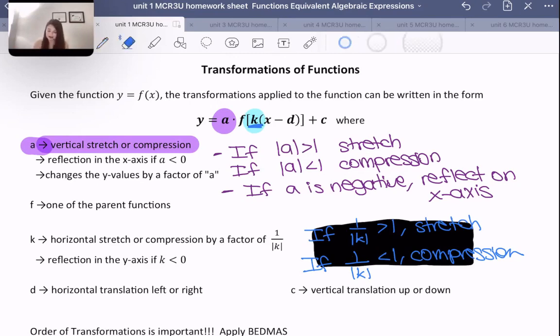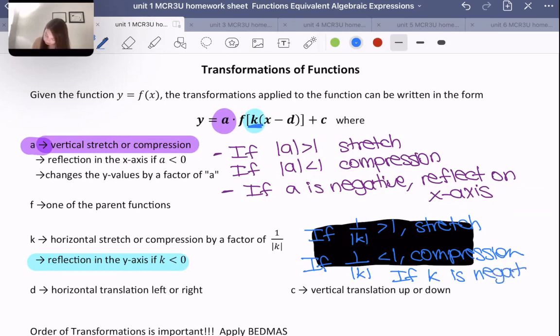So it fools us. But what isn't the opposite of what we think is we still have our regular reflection in the y-axis if k is less than 0. So similar to the other rule we just did, if k is negative, well, there's not a lot of space here, but I'll write it small here. If k is negative, then reflect in the y-axis. And we're doing that for similar reasons to why, if A is negative, we reflect across the x-axis. It's similar reasoning there as well. If k is negative, reflect in the y-axis.